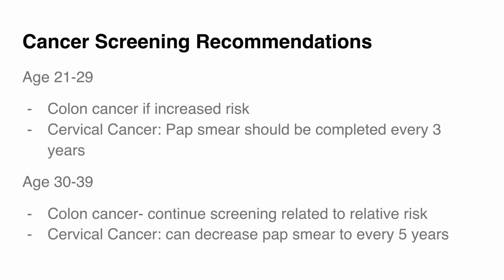Cervical cancer is one for females. Pap smears in the ages of 21 to 29 should be completed every 3 years unless there's an abnormal finding. From age 30 to 39, colon cancer should continue screening related to the relative risk. So those same risk factors of when they're in their 20s. And cervical cancer, if you've not had an abnormal pap, then you can decrease that screening to every 5 years.